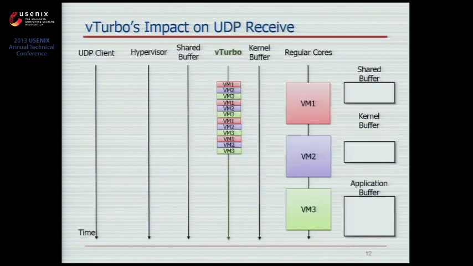This is a UDP scenario. For UDP, the vTurbo will still process the incoming packets more timely and put the packets in the kernel buffer. So the default size of the kernel buffer in Linux is not enough. We need to increase the kernel buffer size to a larger value to hold all packets received when the target VM is not running.